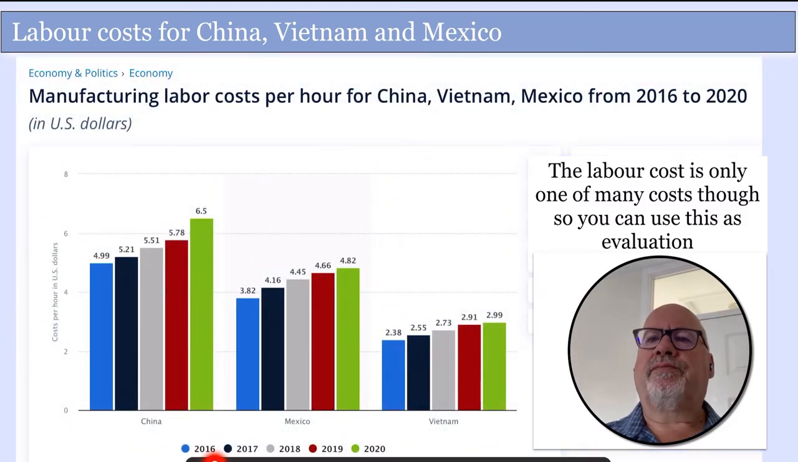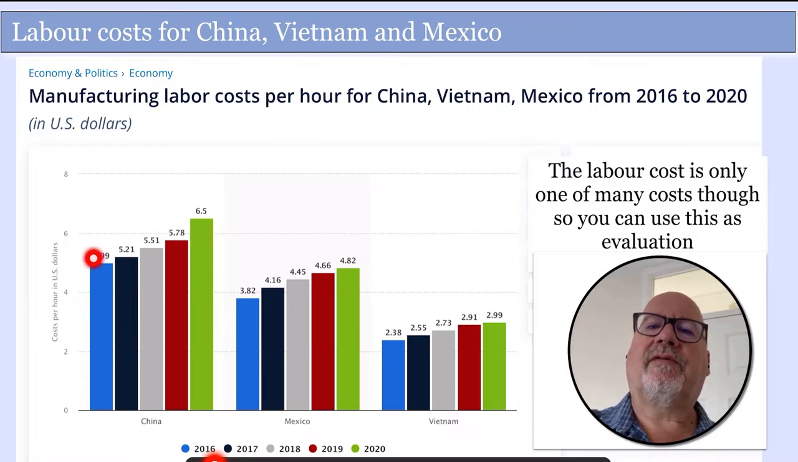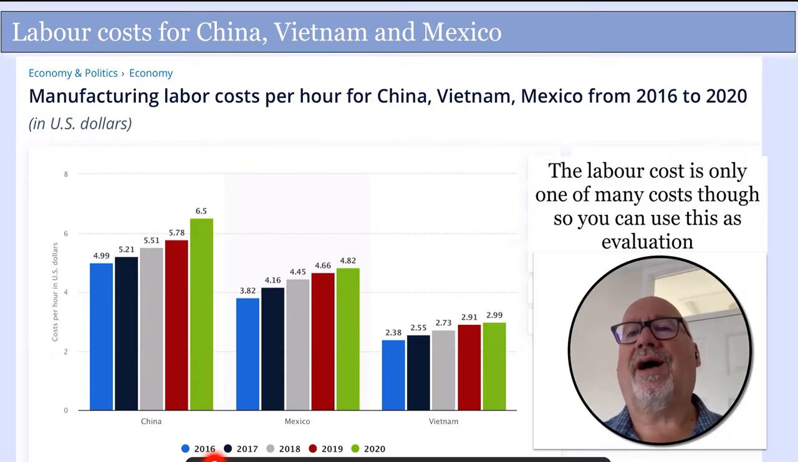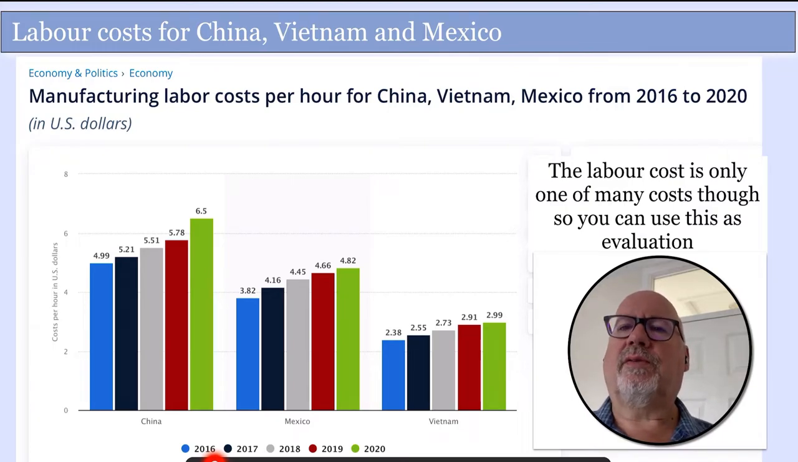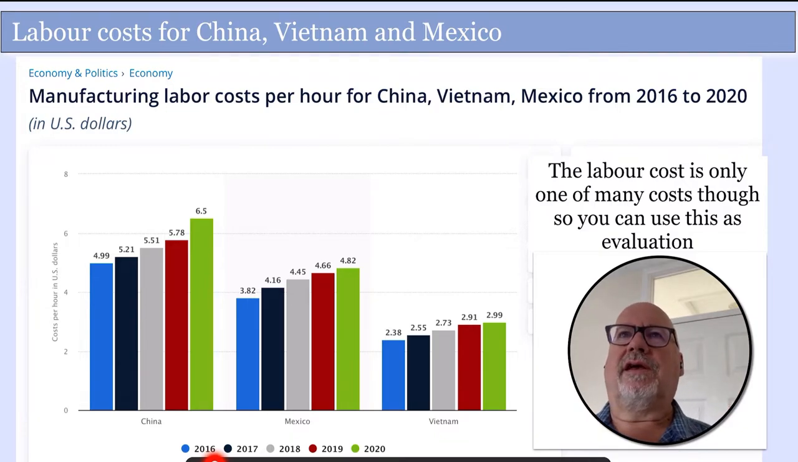Just a final one. These are the manufacturing labour costs for China, Vietnam, Mexico, and how they've changed. So in China, nearly $5 per hour for manufacturing costs, now risen 2020 to $6.50. So that's $1.50, and you might think, well, that's not much, but this is per hour. In Mexico, $3.82 to $4.82. So you can see the change in the manufacturing costs, the labour costs.